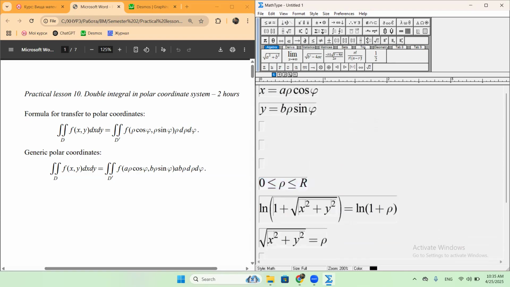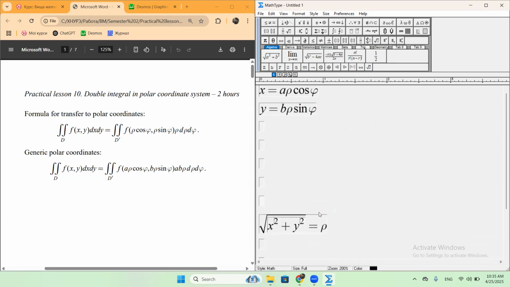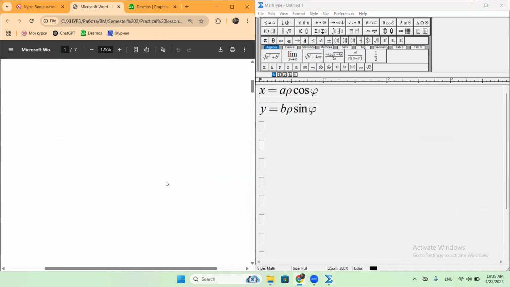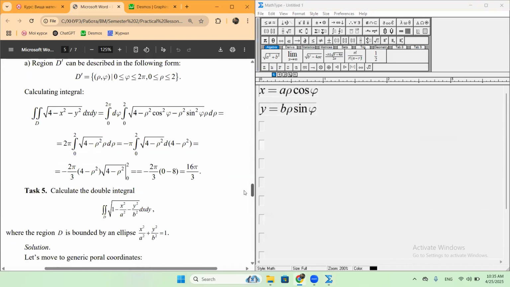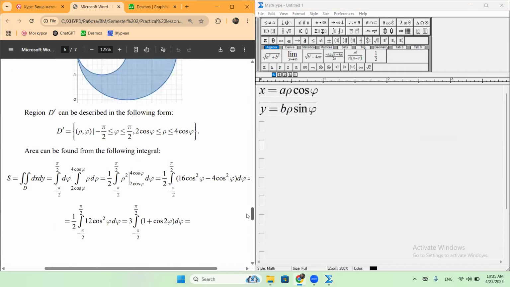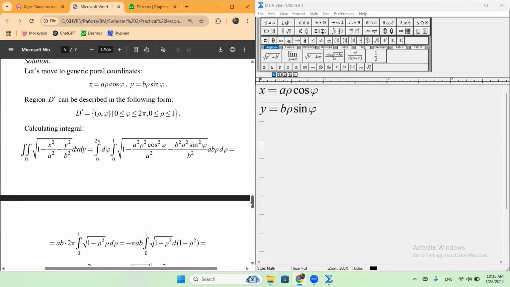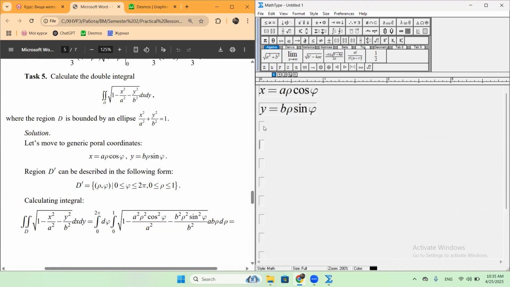But let me clear the board. Instead of rho, we multiply by ab rho. This is the Jacobian of the transition. And now exercise 5 is the following.